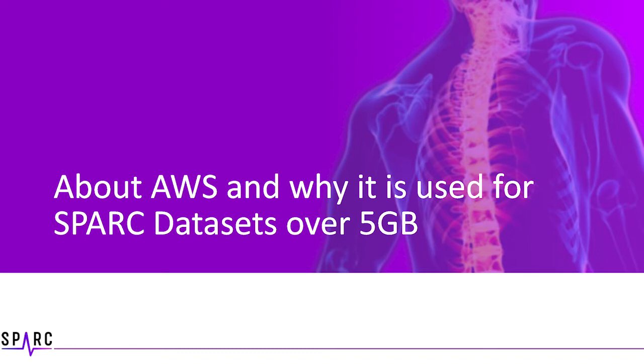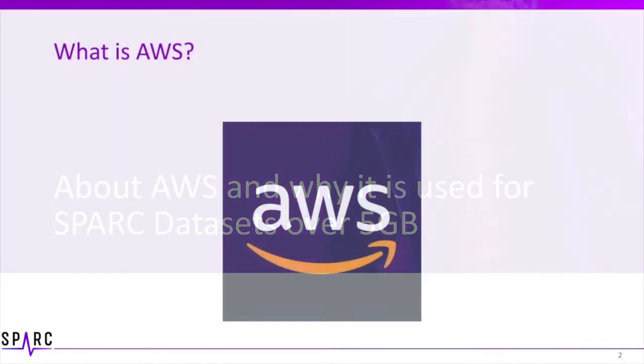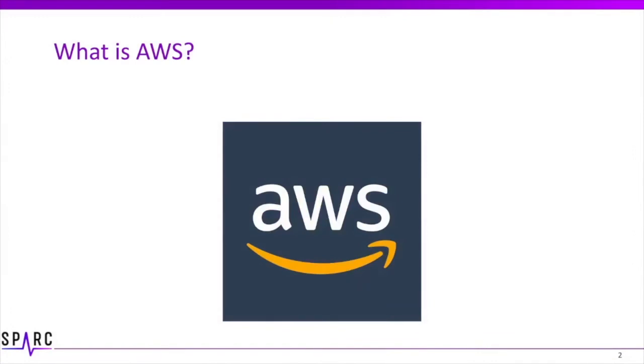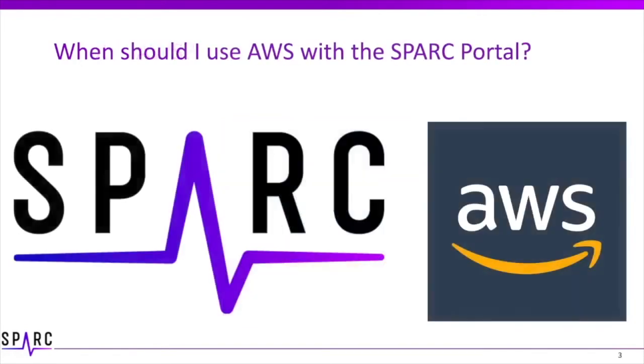AWS is a cloud-based web services platform offered by Amazon. For the Spark portal, we use the AWS S3 service to host and distribute our datasets. AWS is recommended if you want to download datasets or files that are over 5 GB in size. If a dataset is under this threshold, or you are only looking to download parts of a dataset, you can download the dataset or files and folders directly from the Datasets Details page.